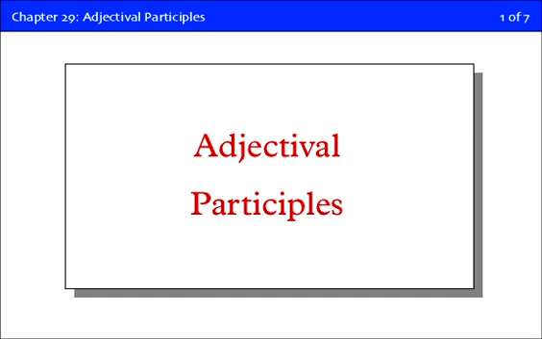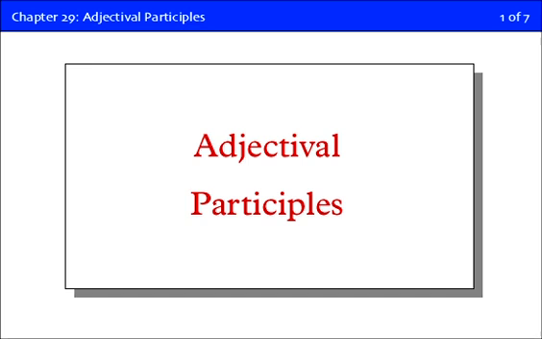Welcome to chapter 29, adjectival participles. Up until this point, we have learned present participles and aorist participles, but we have looked at present and aorist participles that are always adverbial. In chapter 29, we're going to look at present and aorist participles that are adjectival, not adverbial.